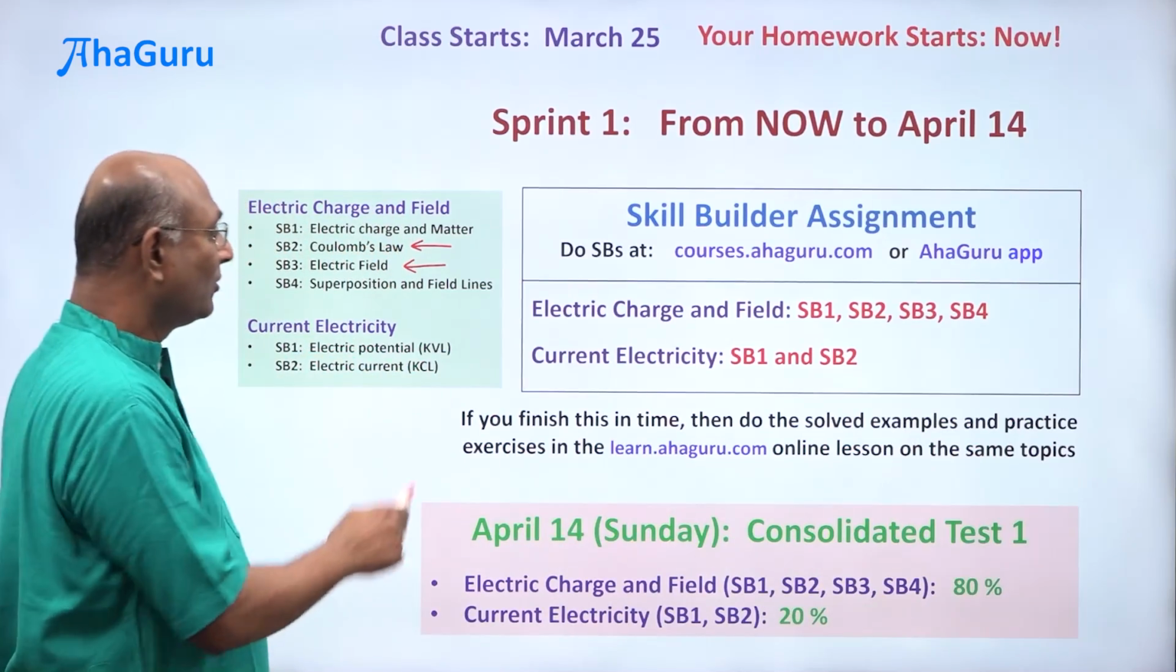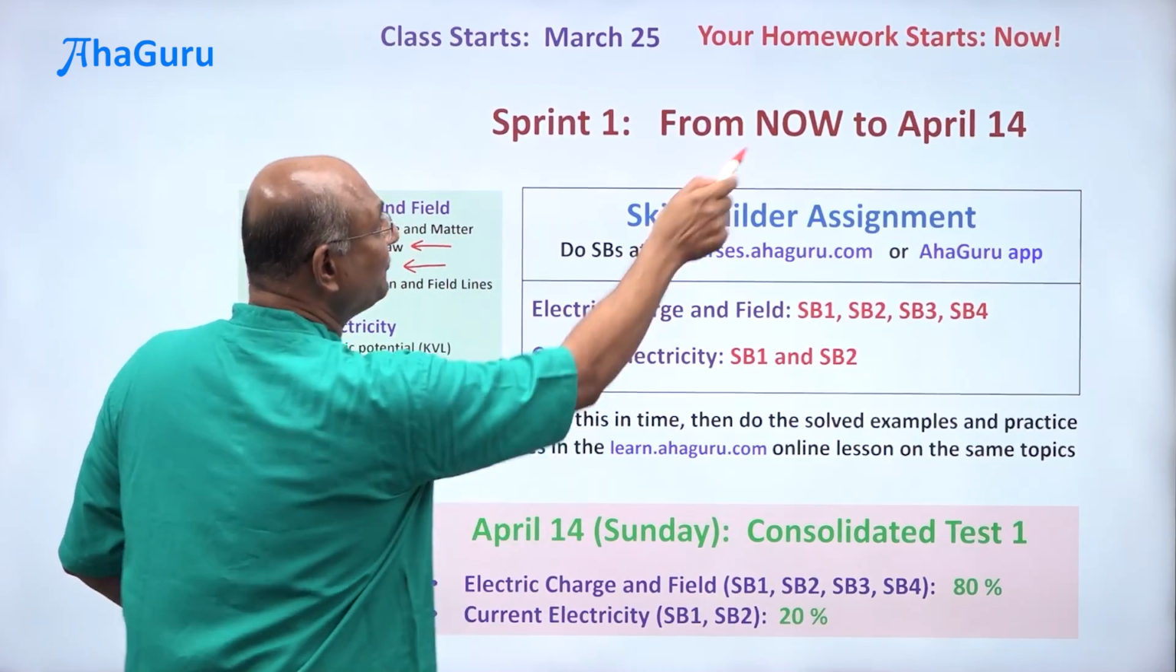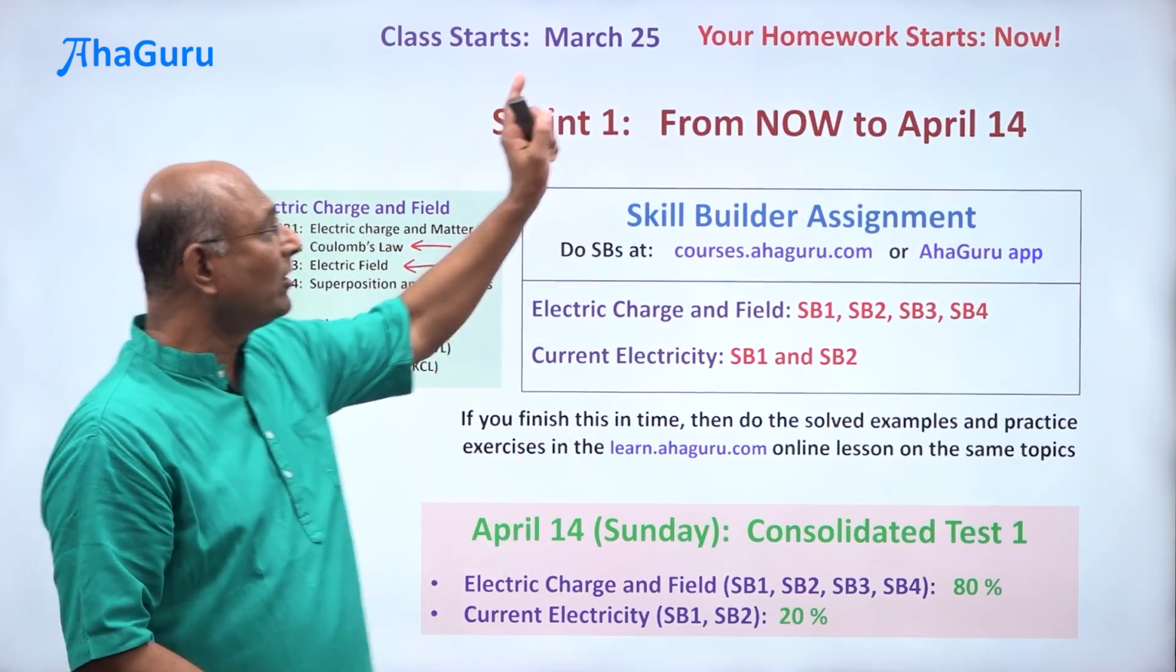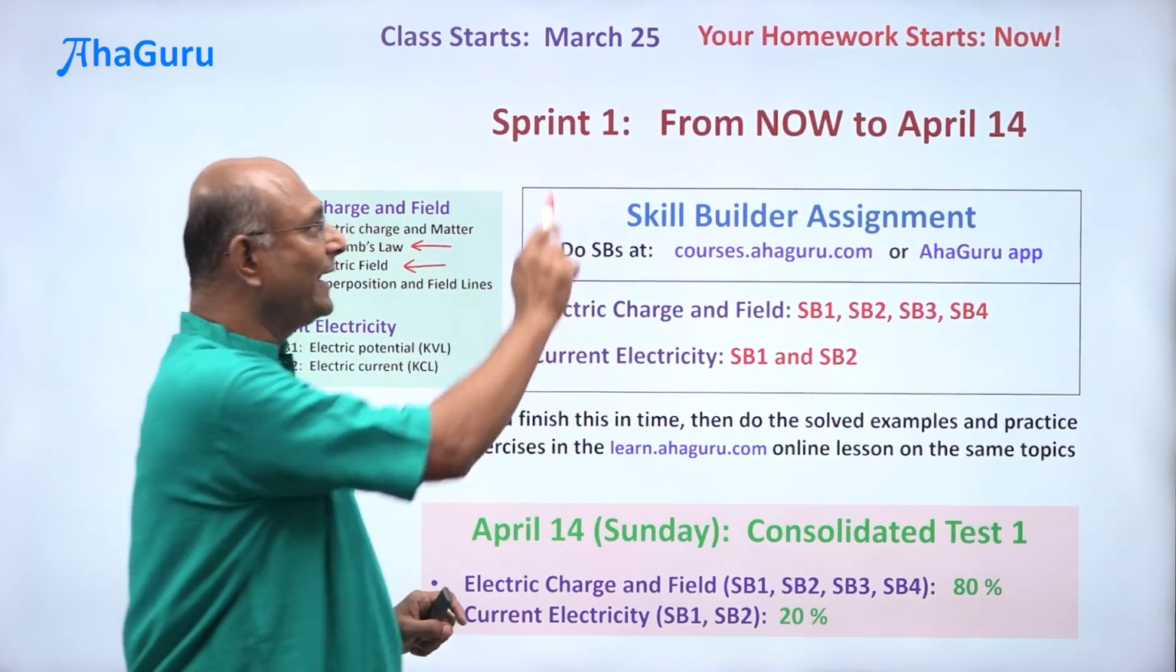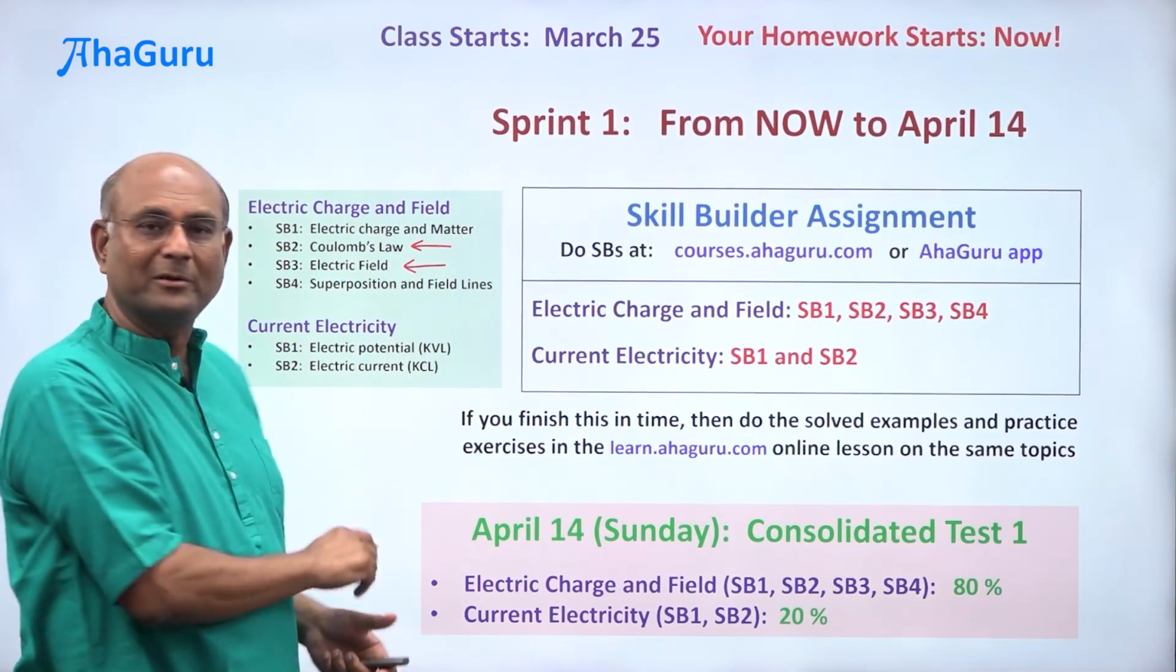Now, why are we doing this? Because you're going to write a test on April 14th. That's why Sprint 1 ends on April 14th. If you start now, you'll have about 3 weeks' time.